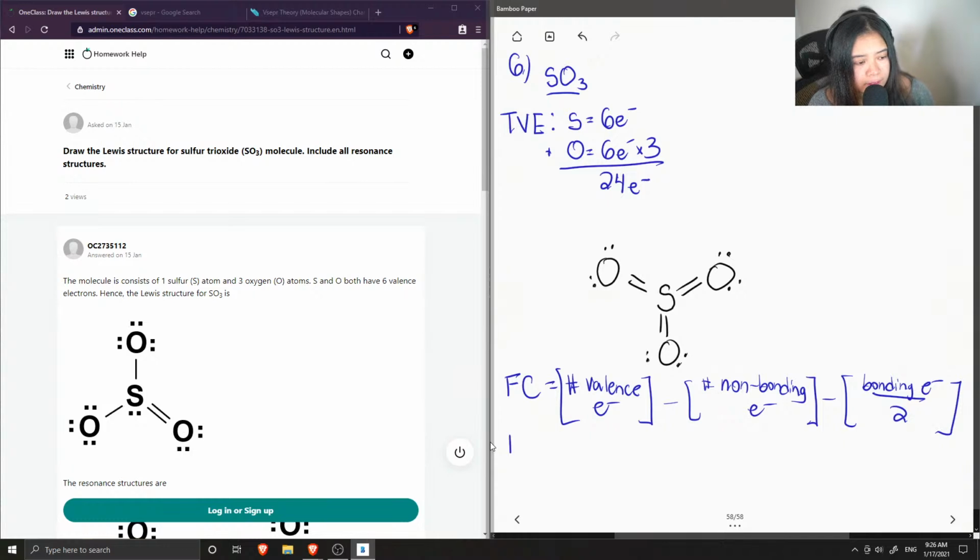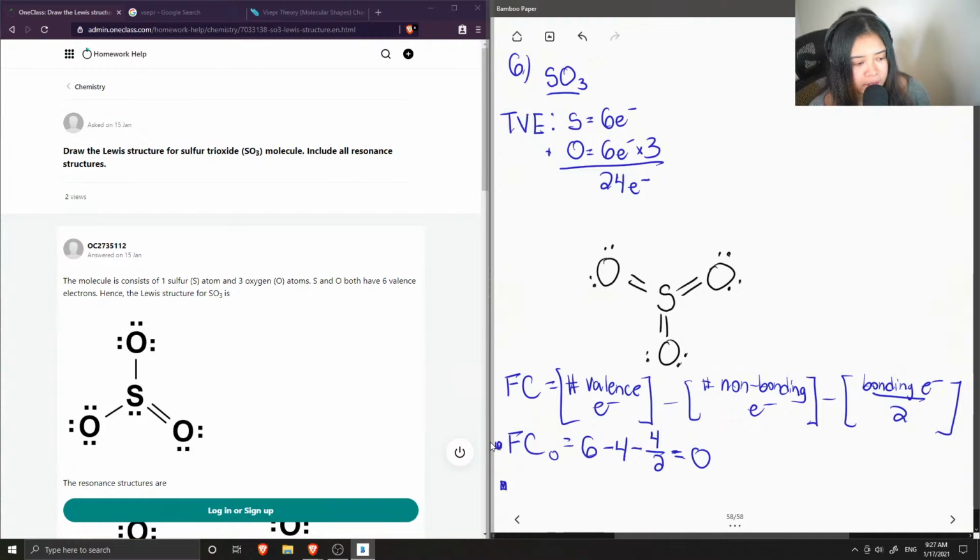So all of our oxygens are the same. They have 6 valence electrons, 4 non-bonding electrons, so these are in the form of the lone pairs. And then each of them has a double bond, so we have 4 bonding electrons in total divided by 2. So all of the oxygens have a 0 formal charge.